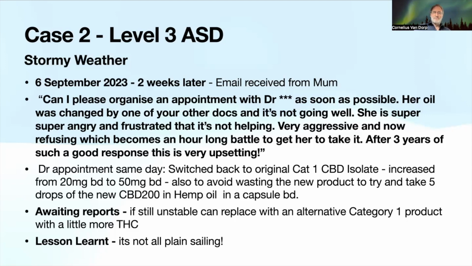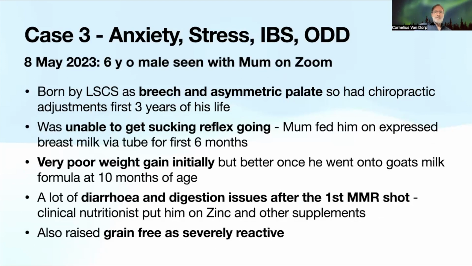And we got along very well, and the kid is doing very much better. So everybody's happy there as well, even though this is my most difficult, worst outcome in all these 10 cases. So case 3, this is a 6-year-old male seen with mum on Zoom.